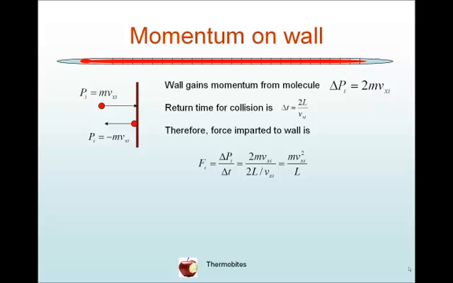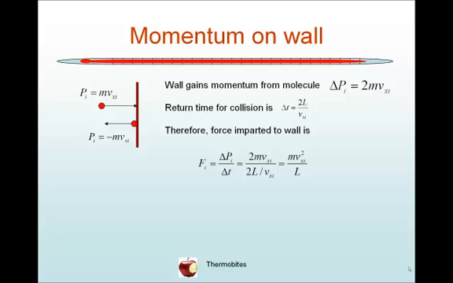Now, the return time for a collision for that particular molecule is going to be the time it takes to go from the wall it's just hit to the opposite wall and back again. So the distance it has to travel is 2L, and it travels it with its velocity vxi, and so the time it takes to return to the original wall is 2L on vxi. Now, as an exercise, check that that's correct in terms of its units.